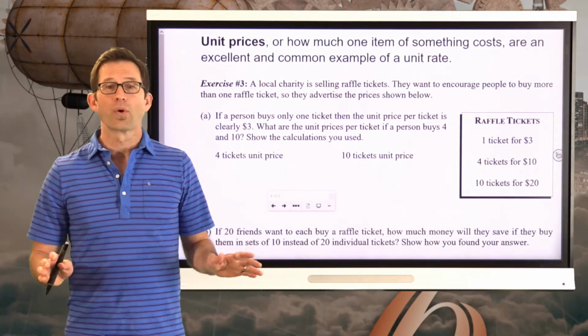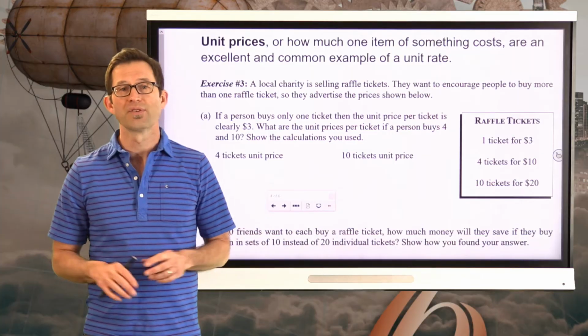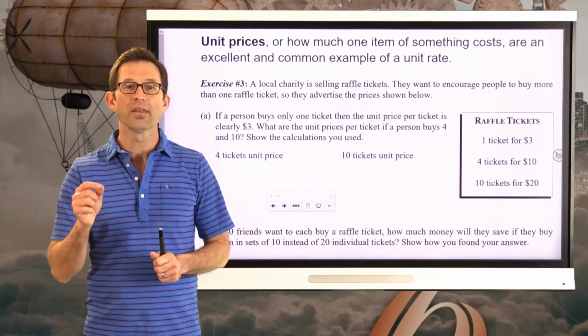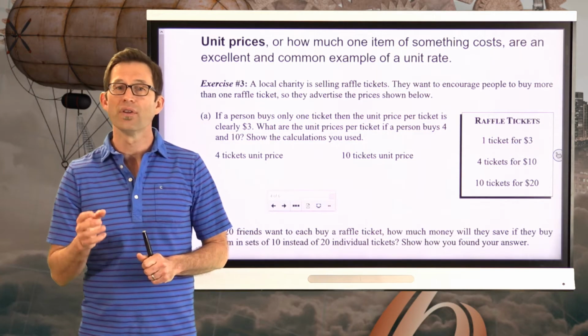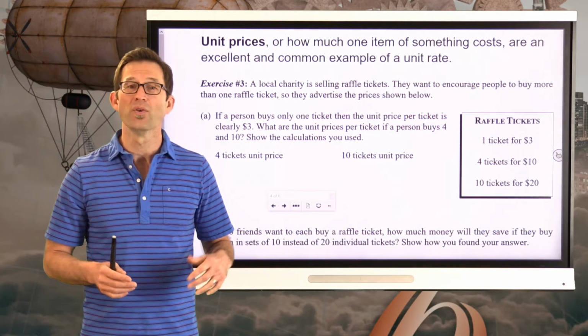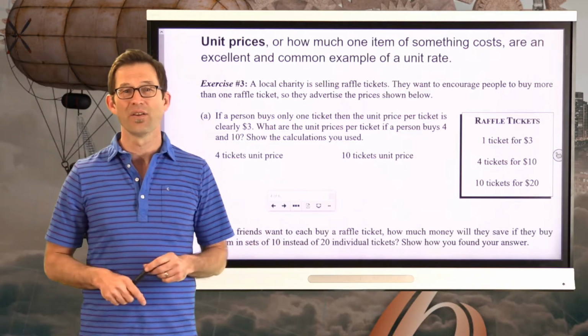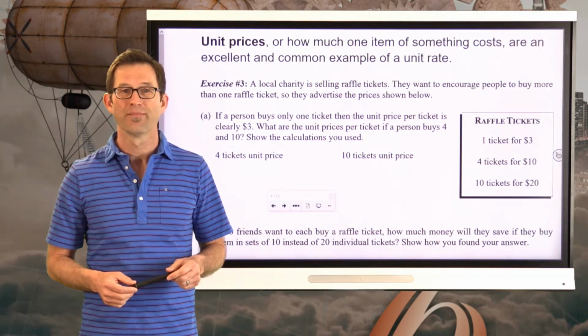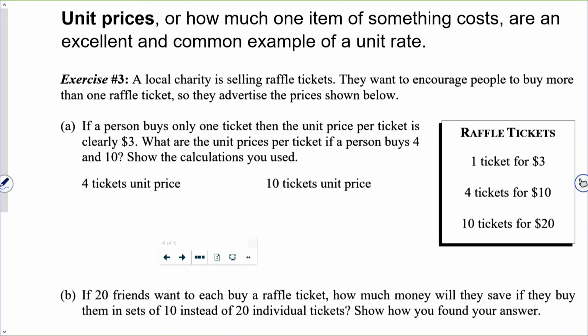So unit prices, or how much one item of something costs, are an excellent and common example of a unit rate. One of my favorite examples is when you buy raffle tickets. So let's take a look at that in exercise number 3. A local charity is selling raffle tickets. They want to encourage people to buy more than one raffle ticket, so they advertise the prices shown below.